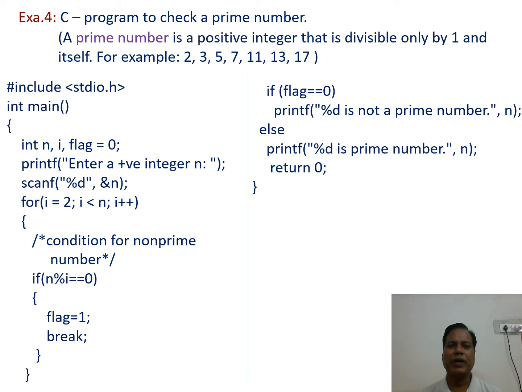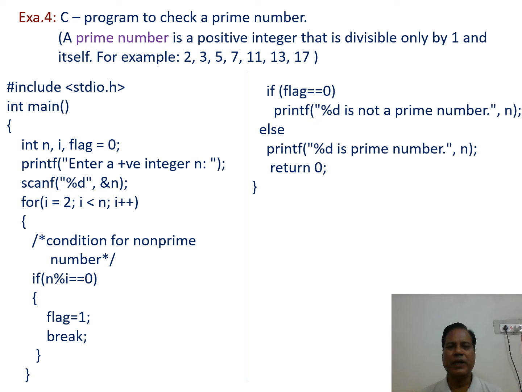The first statement we are familiar with: #include <stdio.h>. Then the main function. Inside the body of the main function, the first statement is int n, i, flag = 0. We define 3 integer variables n, i and flag. Simultaneously, the value of flag is initialized to 0. That is, its initial value is set as 0.